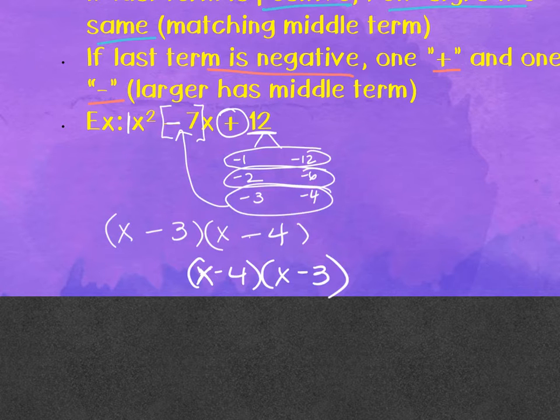Everybody with me so far? So the product, it's the product of the last number. So the last number, what two numbers would multiply together to give you that last term, but whose sum is the middle term. Correct. So this would have been negative 13. That's not my middle term. This would have been negative 8. That's not my middle term. This is negative 7, and that is my middle term.